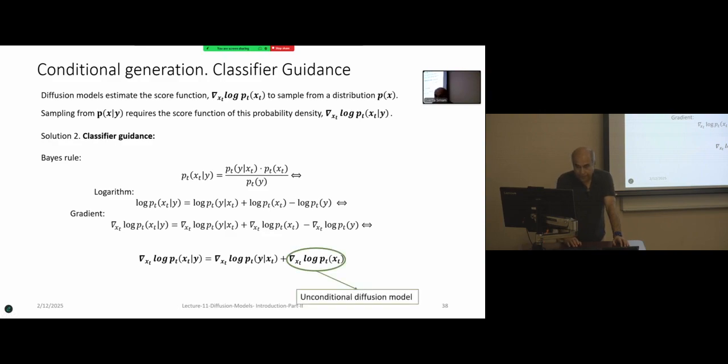Now if you interpret this, this is the unconditional diffusion, that's what we have been talking about: just the gradient of the log probability of xt. And now this is a conditional probability. So we can train a classifier which, given x, will classify which class it is, and we can do that. This is the second solution. So here we are doing classifier guidance. And you guys have learned how to train a classifier, so you can do that.